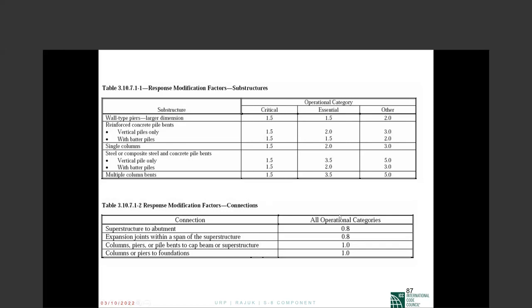Look at the connections here. As you will see, for the superstructure to the abutment and for the expansion joint within the superstructure, we have a 0.8. That means that we are amplifying the elastic seismic forces, because we would like to keep all of these things inside the elastic range. This one here is a reduction for ductile elements, for the elastic design. It's like a capacity protected implied, and that's how we are changing the R factor to be able to do that. So you are amplifying the elastic forces at the abutment and at the expansion joint, because these are extremely important for the unseating of the superstructure.